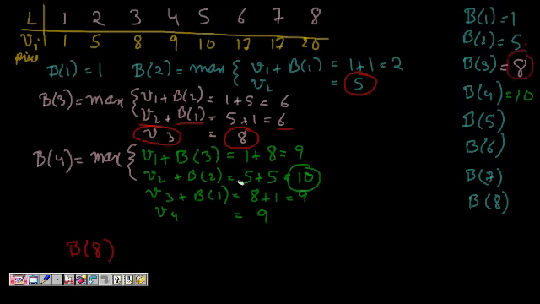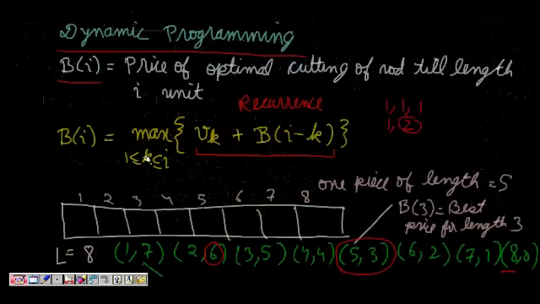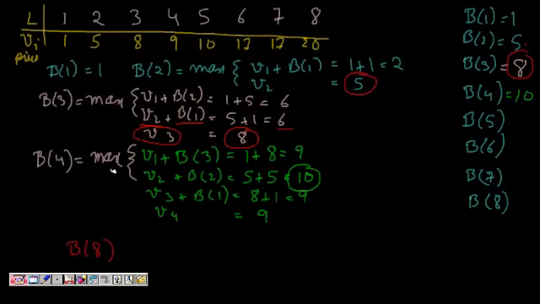Okay, so next let's calculate b4. If we see this equation, k can vary for b4 from 1 to 4, which means I can cut a length of 1, 2, 3 and 4, and similarly for the rest part, I will find the best that I have calculated till now. So we know that when I calculate bi, from the bottom up calculation I already know all the b1, b2, b3 till bi minus 1. Okay, so that's the dynamic programming.